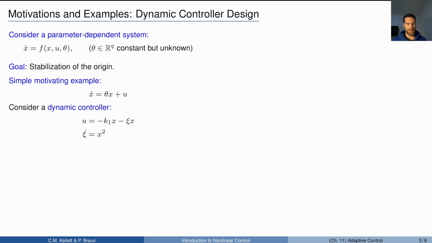What is the main idea here? Well, as I've said, instead of taking a static controller, now we add dynamics to our controller. So we have, again, k1 as our degree of freedom, but then we have essentially another component, xi, which evolves according to the dynamics xi dot is equal to x squared.